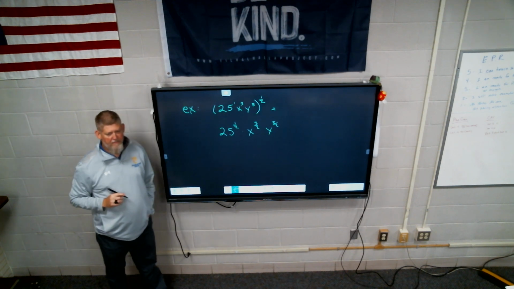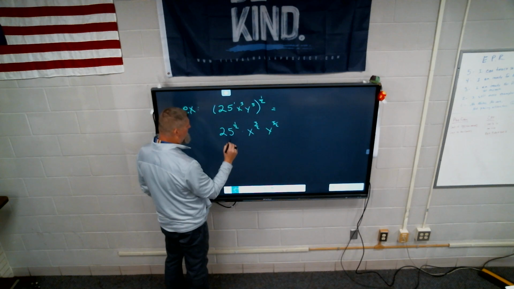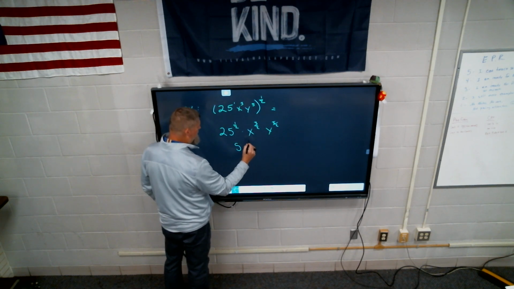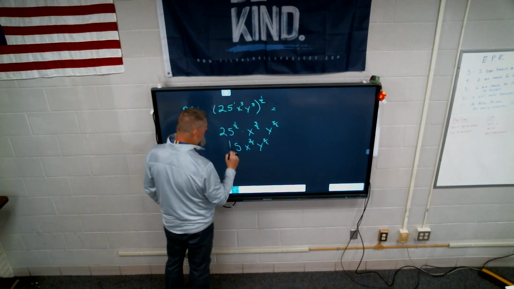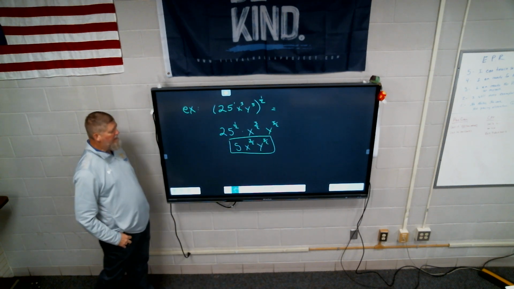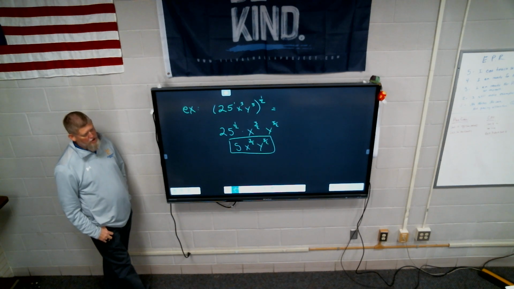What's the only thing I can simplify off this? Yeah, 25 to the 1/2 is 5. So your final answer looks like this: 5x to the 3 halves, y to the 5 halves. So leave them improper. Make sure they're always positive.